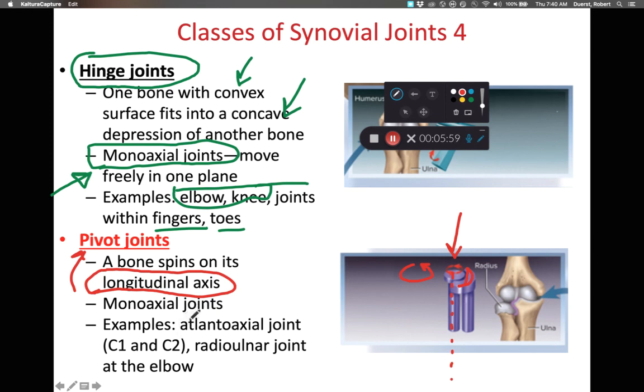We also have the atlantoaxial joint, where C1 pivots along C2, so where the atlas pivots on the dens of the axis of our vertebral column, and then the other classic example of the radioulnar joint within the elbow.